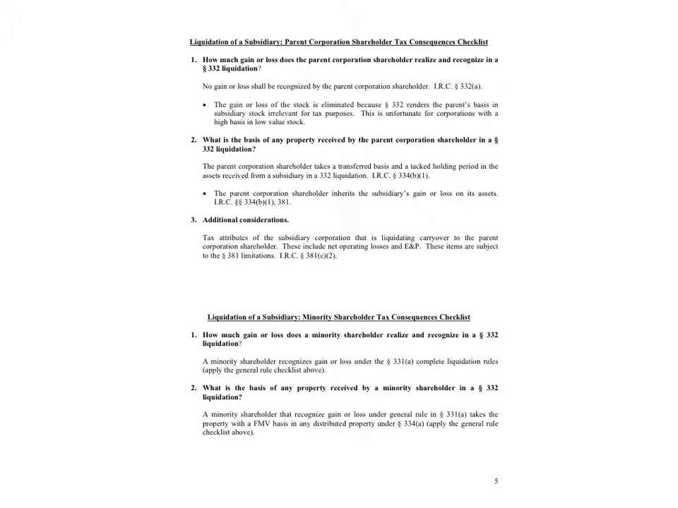Now, under the general rule, we have two sets of checklists. We have the shareholders, their consequences, and we have the corporation, their consequences. For purposes of the special rule, we have three checklists. We have one for the parent, one for the minority shareholder, and then one for the subsidiary. So the parent here is Orange Corp. The minority is Grapefruit Corp. And then the subsidiary is, of course, Ugly Fruit Corp.